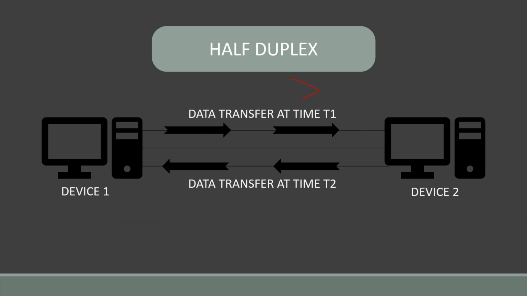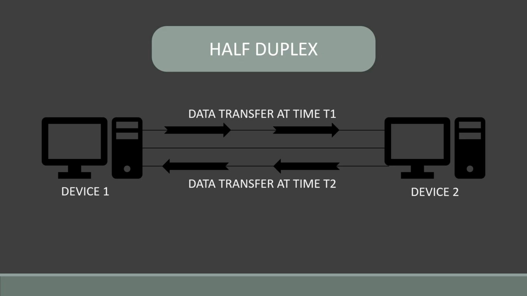Now the characteristics of this kind of network is that it is bidirectional but not simultaneous. Like we just said, both devices can communicate with each other, like send messages to each other, but not at the same time. Devices take turns sending and receiving data.